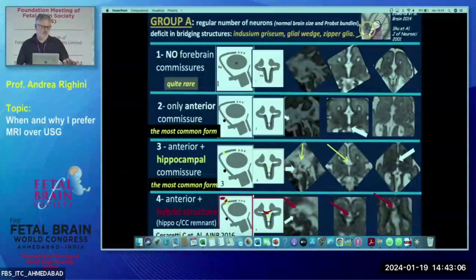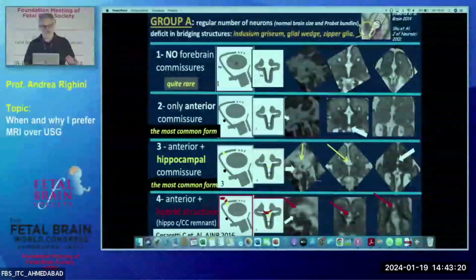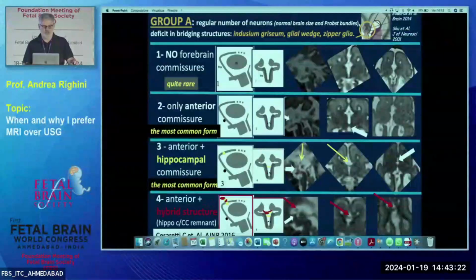And probably in this group we can subdivide it, as also said in the morning, depending on whether other additional forebrain commissures are present or not: in the first group you don't have a commissure at all, in the second you have only the anterior, and in the third you have the anterior plus the hippocampal commissure. As we know, the hippocampal commissure and the corpus callosum form together. One is sort of supporting the other, and they shift backward together, so they're really connected to each other.